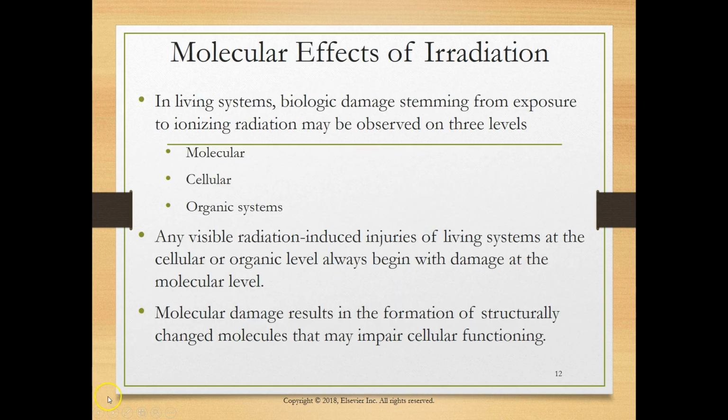Next we're going to be talking about the molecular effects of irradiation. This is where we get into the molecules inside the cells, and when one of those molecules is damaged, what effect it's going to have on our cell. As a result, anything done at the cellular level shows up in our organic system. So any visible radiation injuries that you can see, or that we can quantify with CT or MRI scans, of living systems at the cellular organic level, always began with damage at the molecular level. Molecular damage results in the formation of structurally changed molecules that impair cellular functioning. That's when things start to break down.